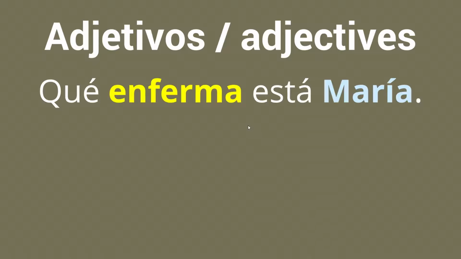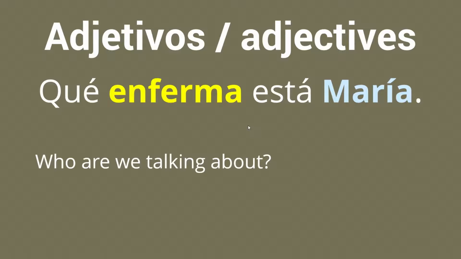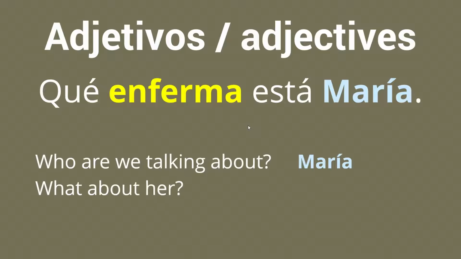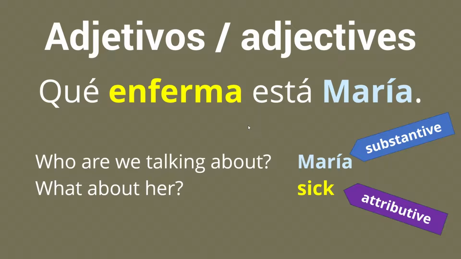In this example, ¿Qué enferma está María? Who are we talking about? We're talking about Maria. And what about her? She's sick. ¿Qué enferma está María? How sick is Maria? Now the substantive is who we're talking about, so that's Maria. And the attributive is the description of Maria, and that's sick.